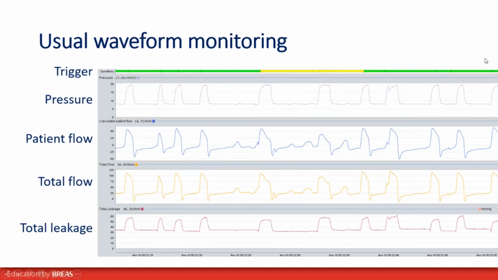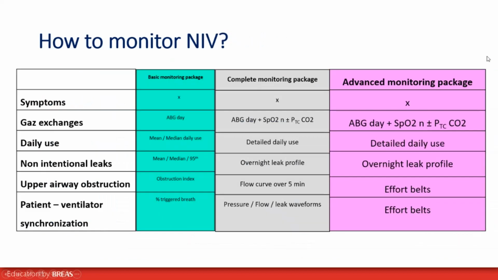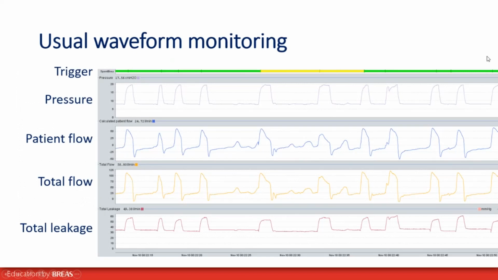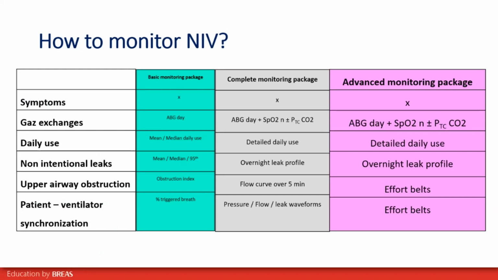It's up to you. That's the same information. However, when we look at the curve, it's not always easy to see the patient effort, when the patient effort starts, and especially when the patient effort ends. And this is why, in some cases, we may imagine an advanced monitoring package, which is to add the effort belt to the complete monitoring package. And the effort belt will be very useful to assess and characterize the upper airway obstructions, and to characterize also the patient ventilator synchronization.